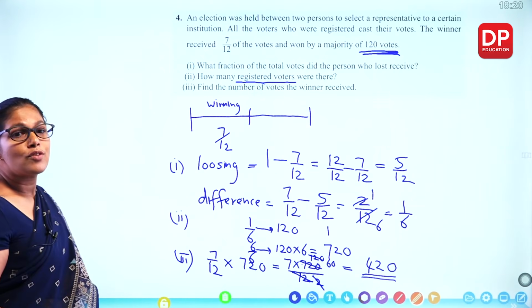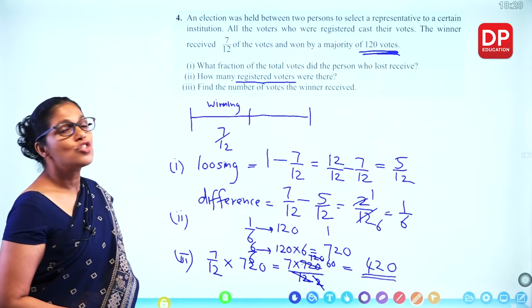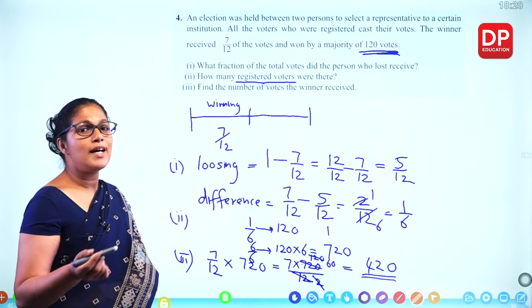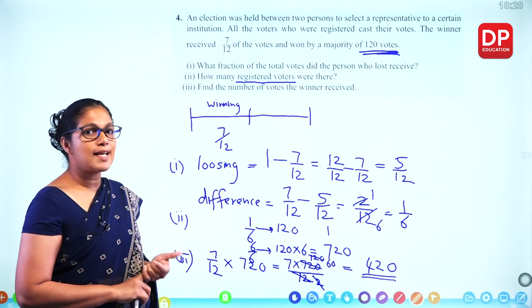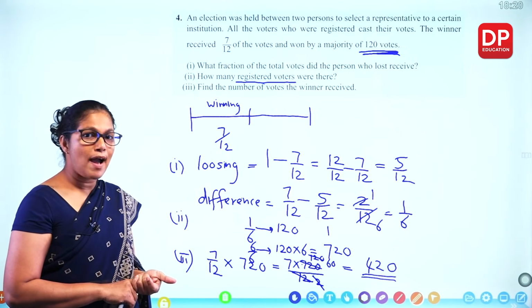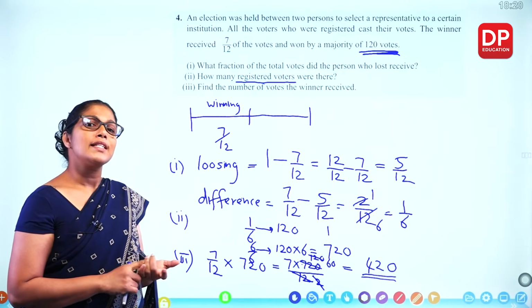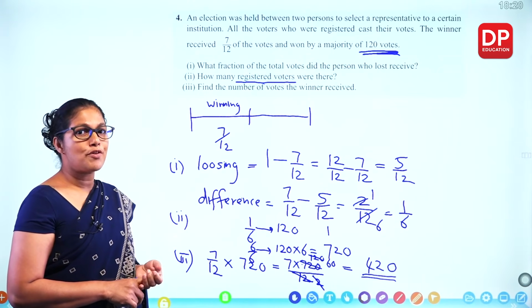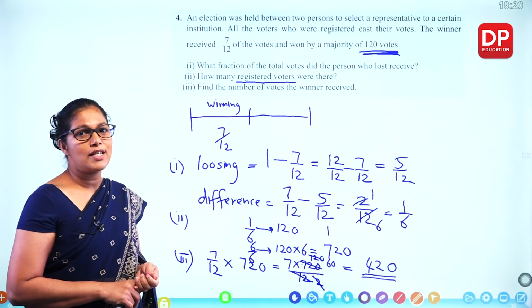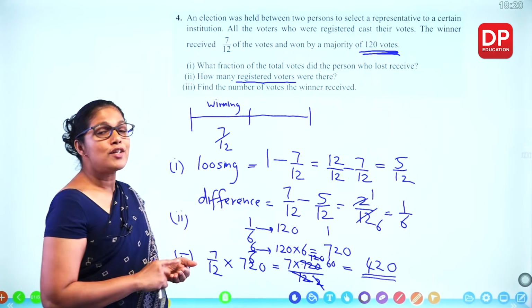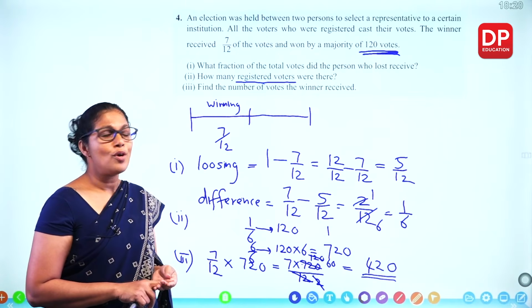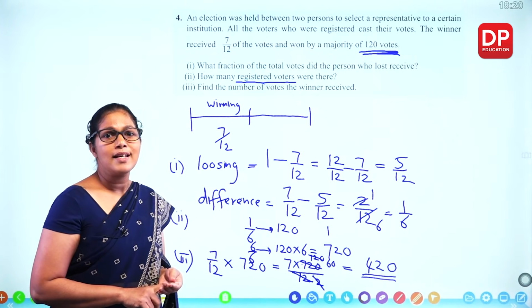That's all. So this is the end of chapter 3. As a summary, what we did in this chapter, we discussed how you simplify fractions when you get addition, division, subtraction and multiplication. So follow all these methods and try to use easy methods to answer the questions.